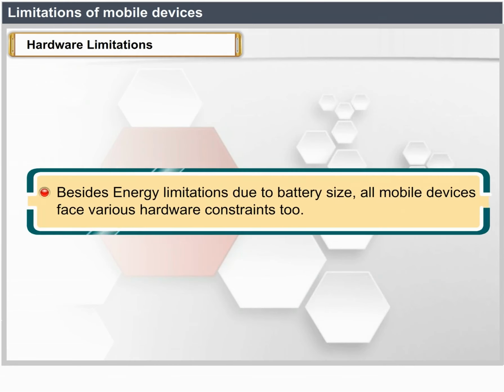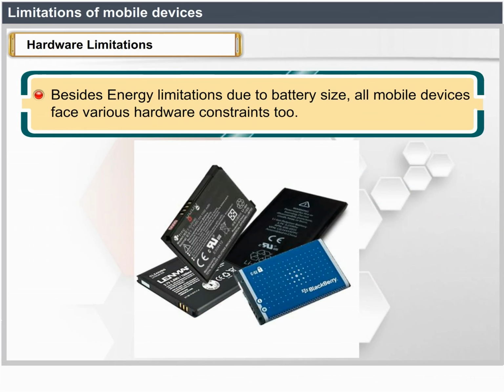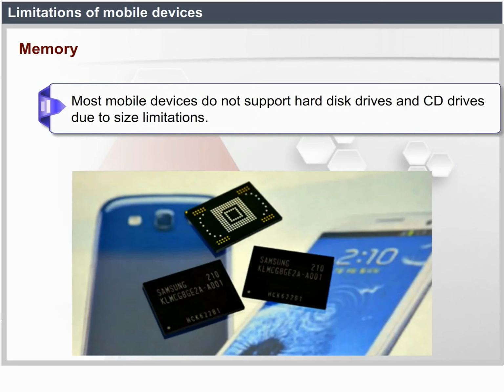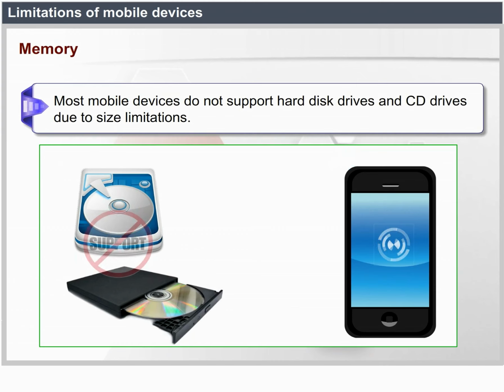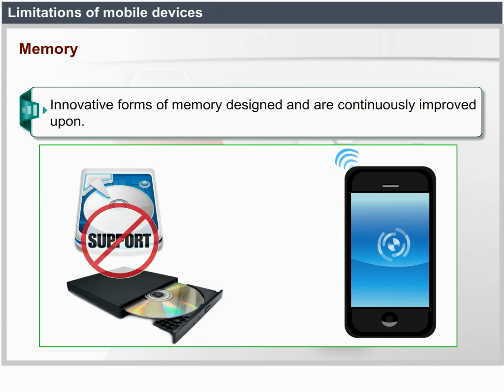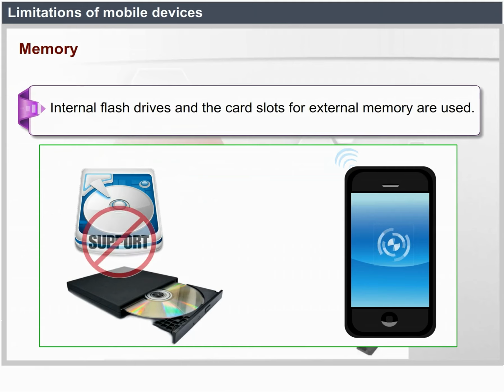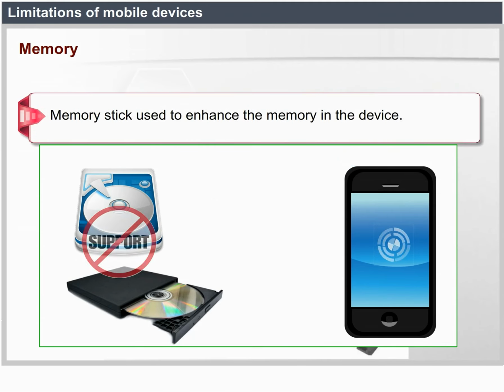Hardware limitations. Besides energy limitations due to battery size, all mobile devices face various other hardware constraints too. Memory. Constraints on memory. Most mobile devices do not support hard disk drives and CD drives due to size limitations. Innovative forms of memory are designed and continuously improved upon. Internal flash drives and card slots for external memory are used. A memory stick is used to enhance the memory in the device.